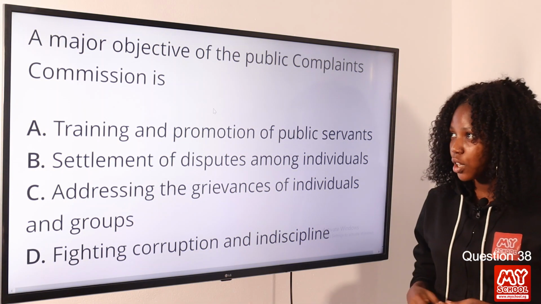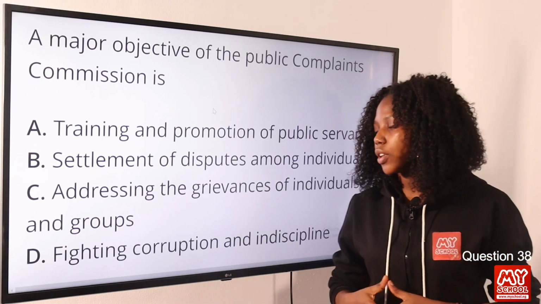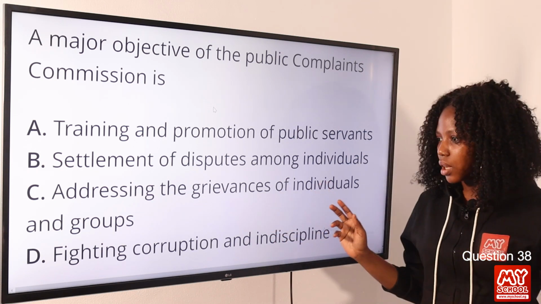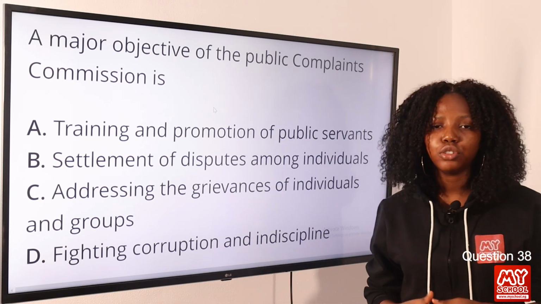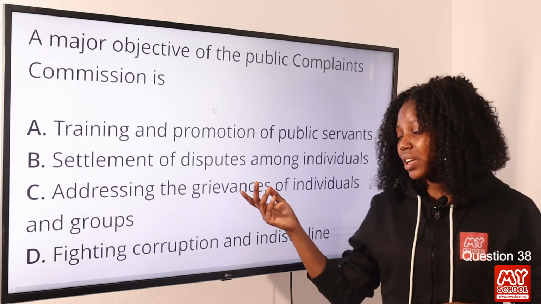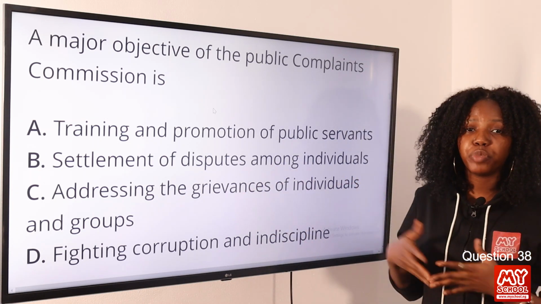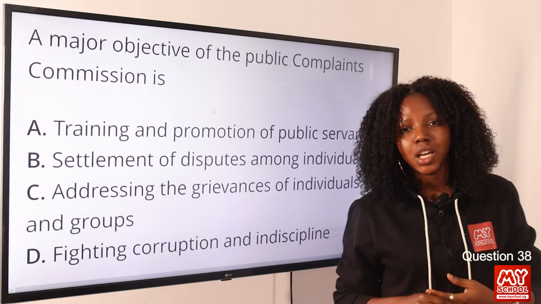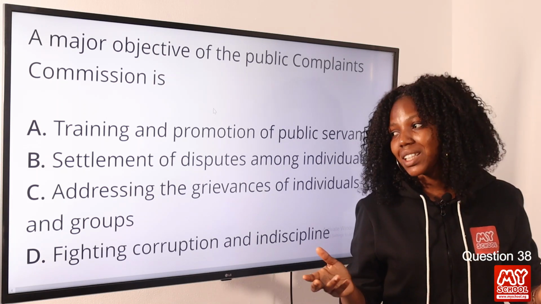Question 38. A major objective of the Public Complaints Commission is dash. The answer to this question is option C, addressing the grievances of individuals and groups. So the major objective of the Public Complaints Commission is to address or entertain the grievances or complaints of the citizens, be it an individual or a group of people against a public servant. So if you have an issue with a public servant, the Public Complaints Commission addresses that complaint. So the answer to this question is option C.